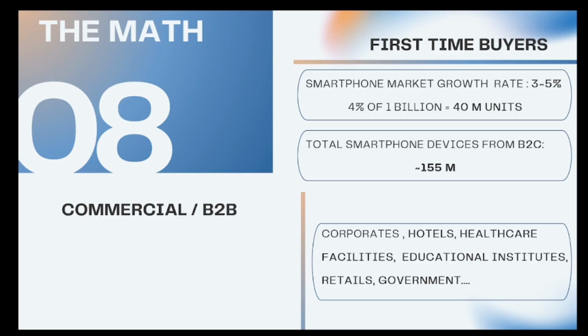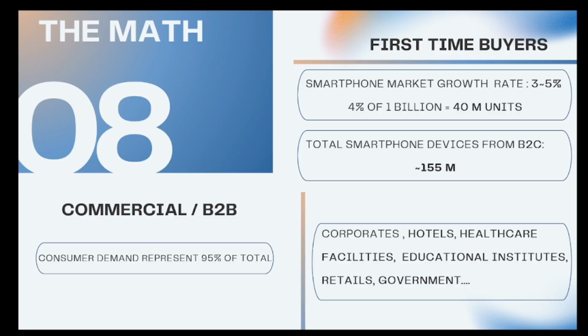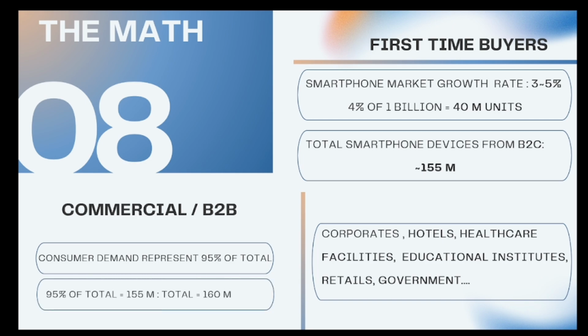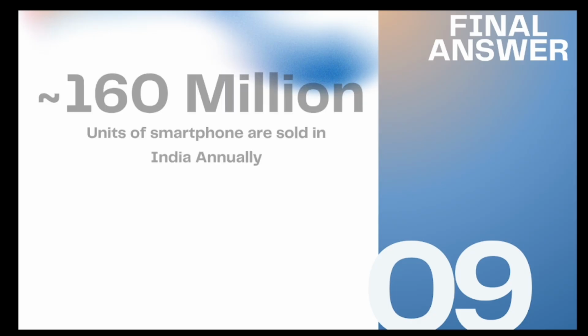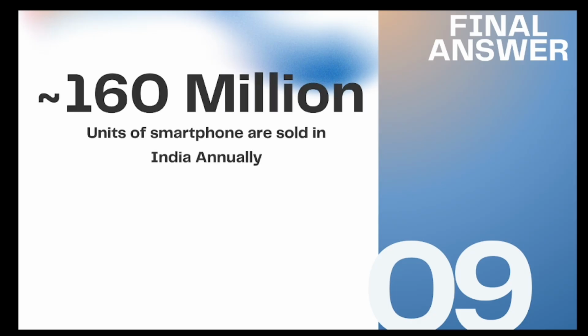So, calculating the commercial demand, I'll assume the consumer demand represents around 95% of total demand. That is, the commercial only represents 5%. So, 95% of total is 155. So, the total comes out to be 160 million. The final answer that we get is 160 million smartphones are sold in India every year.